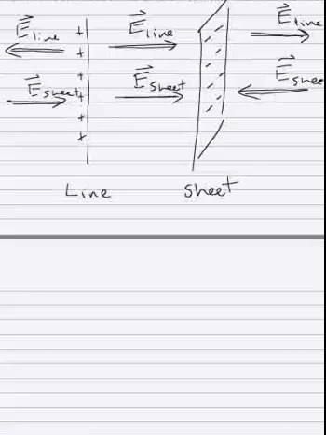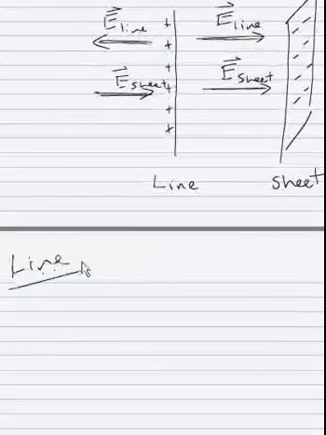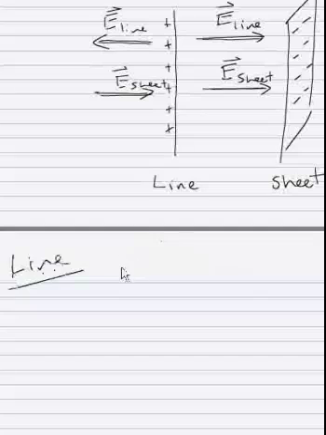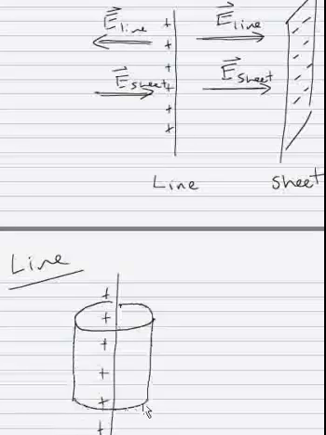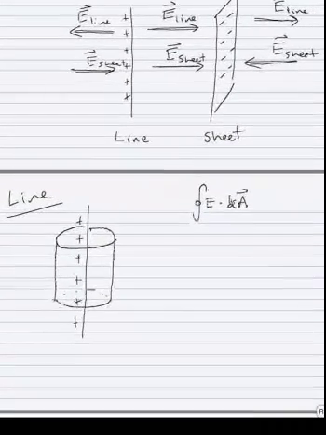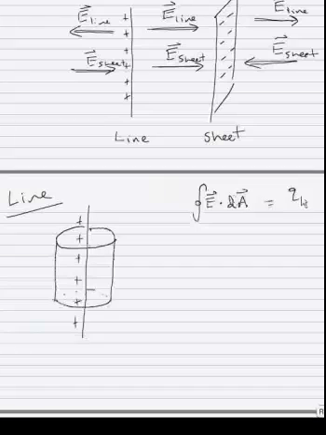First, let's find the electric field from the line charge. So we've got some cylindrical symmetry here. Here's our line charge. I'm going to choose a Gaussian surface. That's a cylinder. Okay. And I know the integral of E dot dA over that closed Gaussian surface is equal to Q enclosed over epsilon naught.